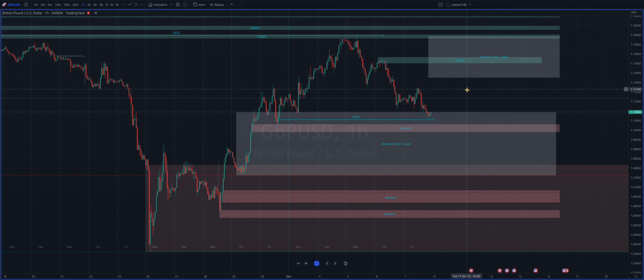Okay, this is also supply, and what we can then do is understand and reference that we don't need to mark every single zone because it will get very confusing. So all we're worried about at the moment is liquidity, interim demand zones, discount zones, so we know which bias the market wants to interpret and take.